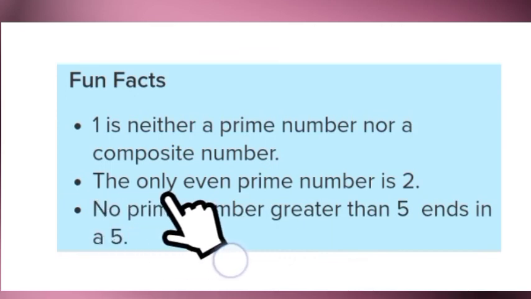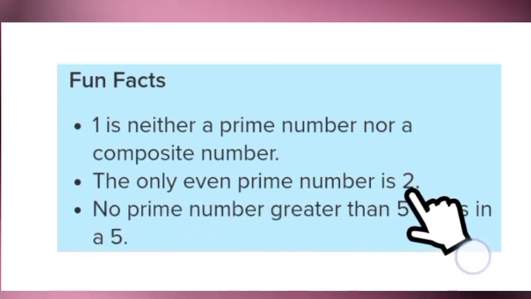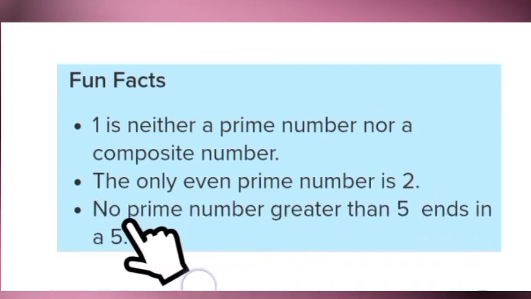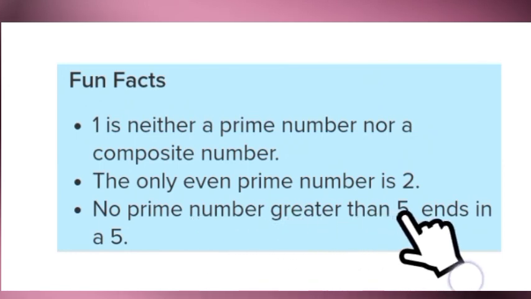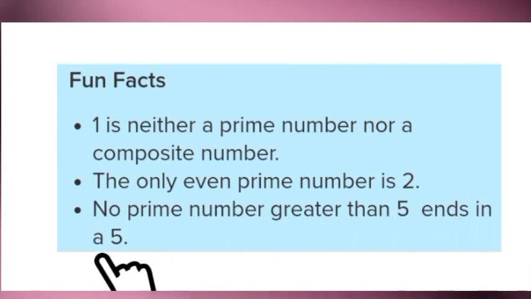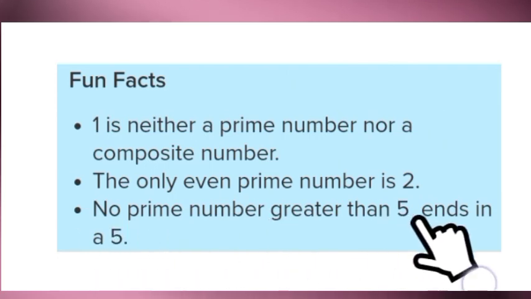The only even prime number is 2. No prime number greater than 5 ends in the digit 5. Only 5 is a prime number. Other than that, the numbers which end with 5 are not prime numbers except 5.